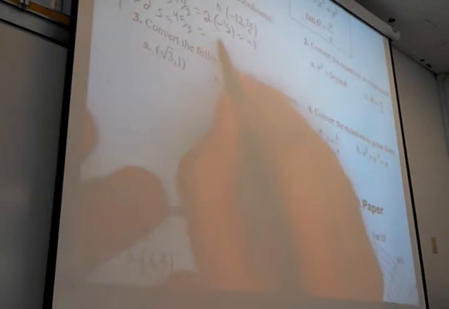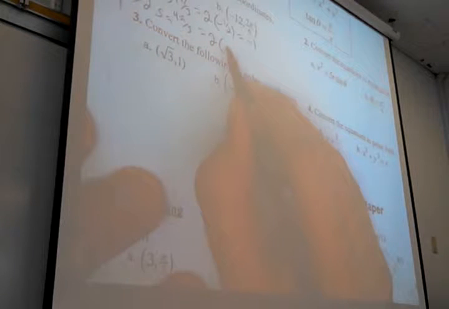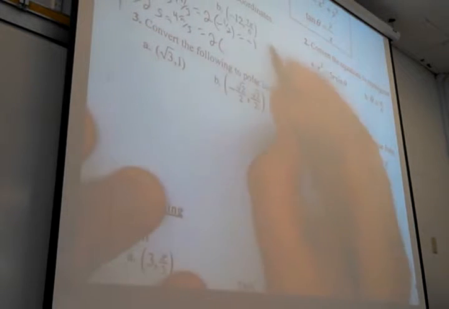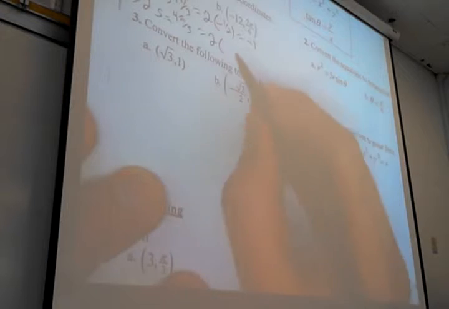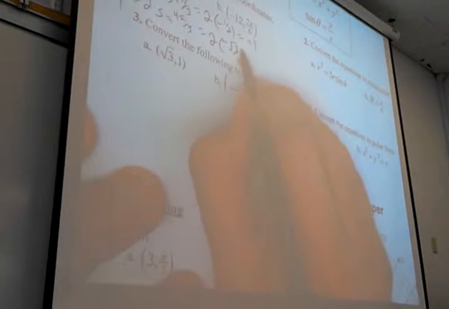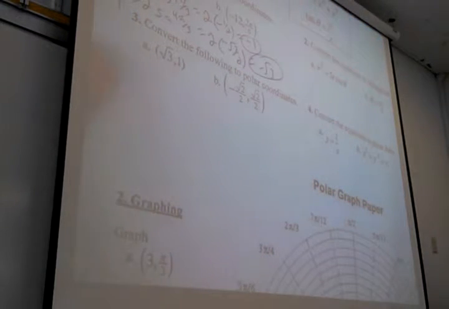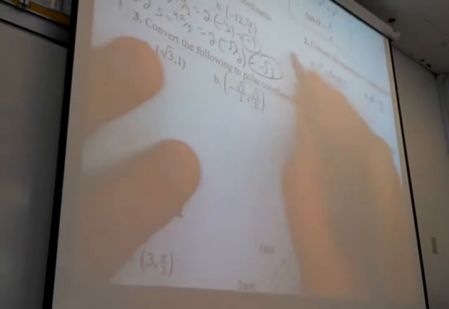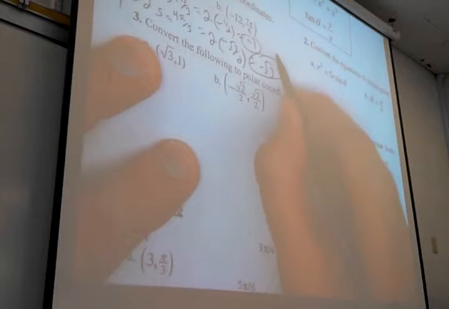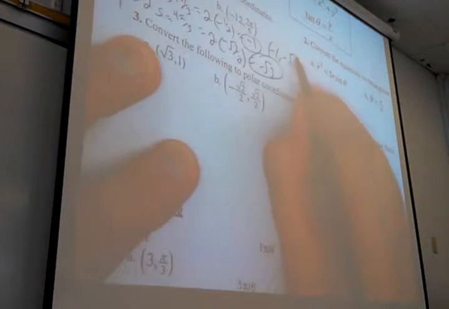And so sine of 60 must be the other one. Negative root 3 over 2. And of course, what's the point then? Yeah, negative 1, negative root 3. Cool.